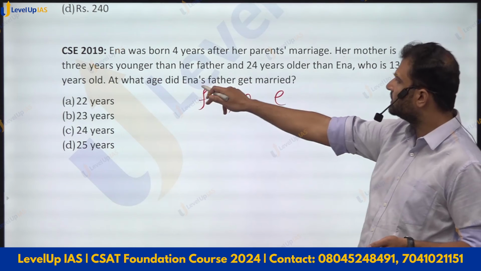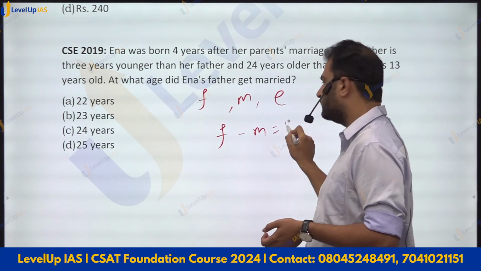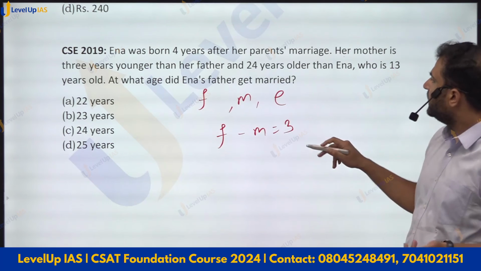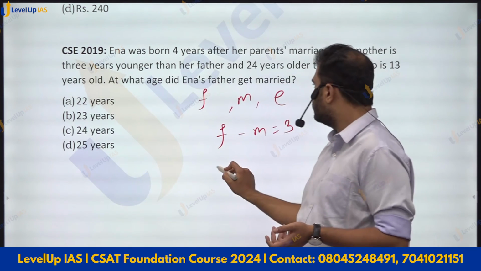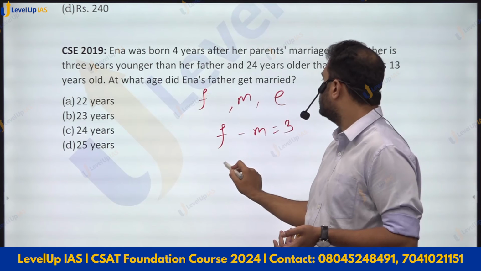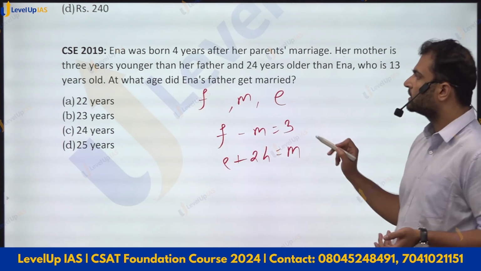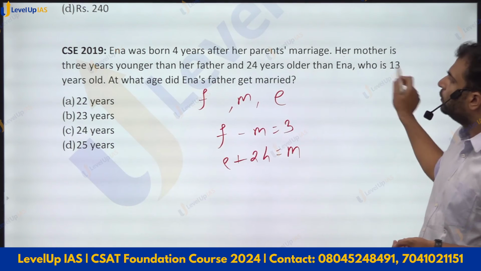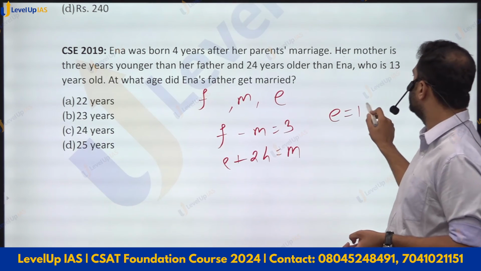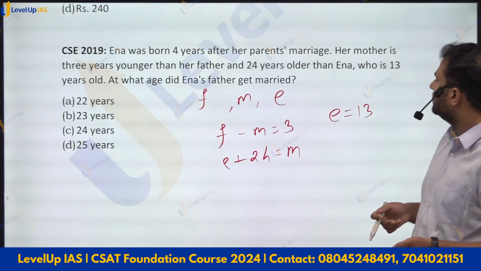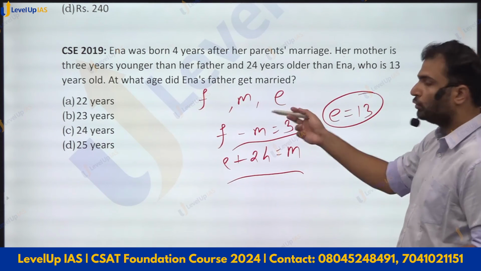Let us write whatever we know first. Her mother is 3 years younger than her father. So we have F minus M is equal to 3. That is equation number 1. Then, 24 years older than Ina. So mother is 24 years older than Ina, so E plus 24 is equal to M. So we have two equations. And who is 13 years old? So E is equal to 13. That is also there. So we have 3 equations. We can solve them. These are all today's ages.